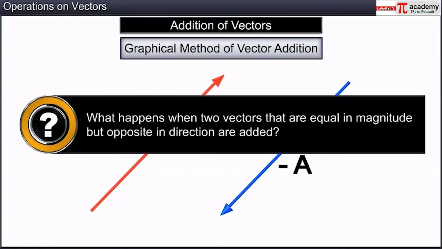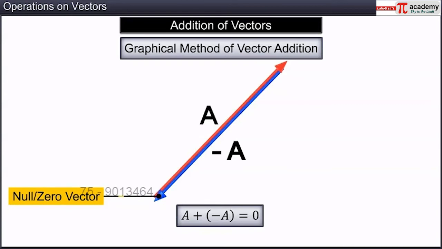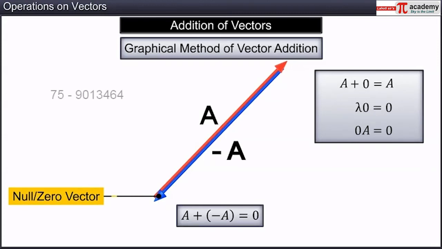What happens when you add two vectors that are equal in magnitude but opposite in direction? It results in a vector possessing zero magnitude and is called a null vector or a zero vector. In case of a null vector, you cannot specify direction. Various operations with a null vector are A plus 0 is equal to A. Lambda 0 is equal to 0. And 0A is equal to 0. Let's discuss the physical meaning of a null vector.